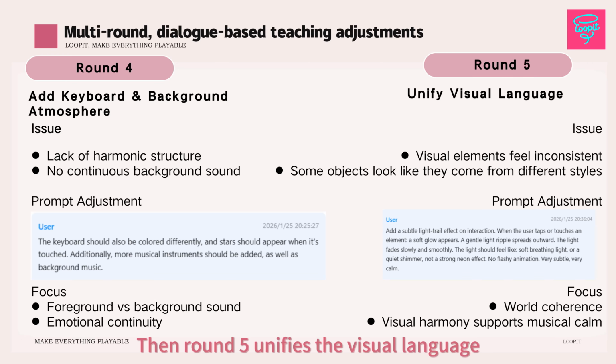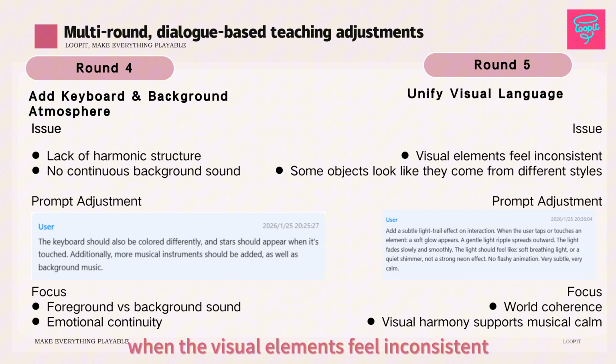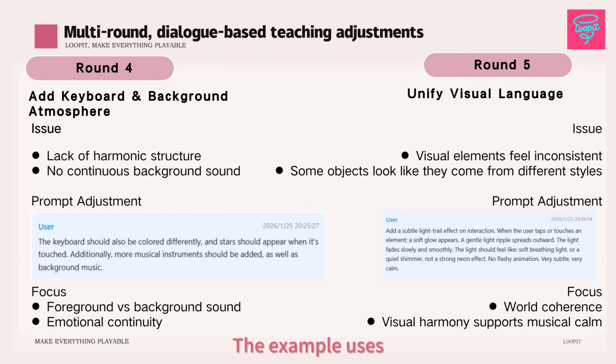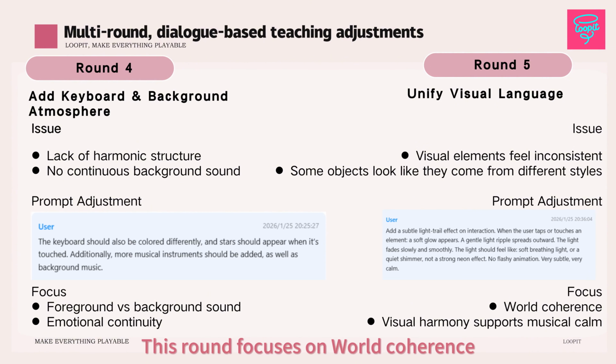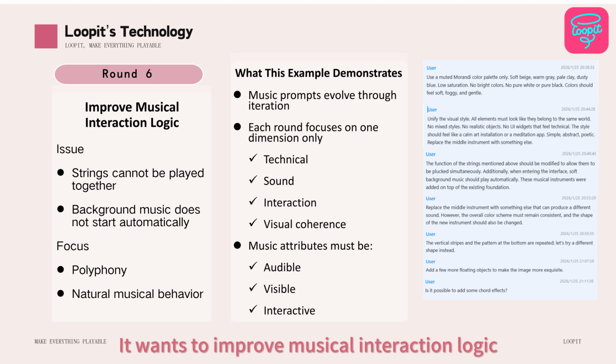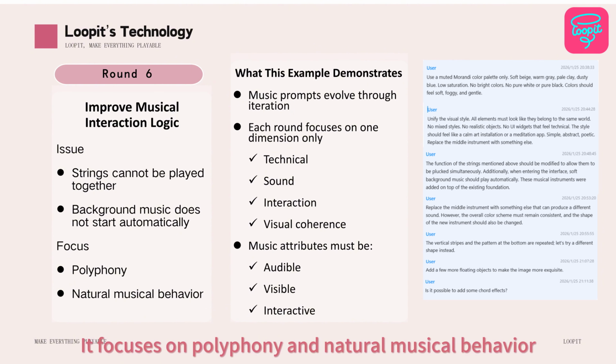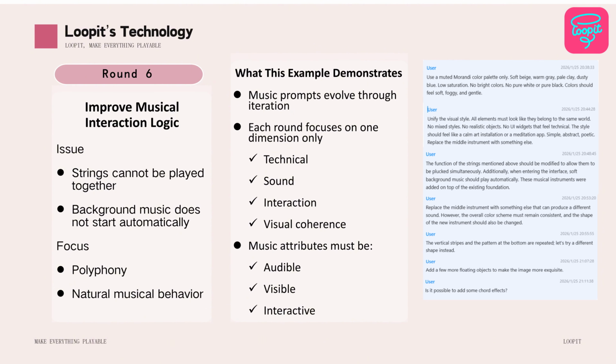Then round 5 unifies the visual language when the visual elements feel inconsistent or some objects look like they come from different styles. The example uses subtle light trail effects on interaction, ensuring all elements felt part of the same calm world. This round focuses on world coherence, and visual harmony supports musical calm. The last one, round 6, wants to improve musical interaction logic when strings cannot be played together or background music does not start automatically. It focuses on polyphony and natural musical behavior.